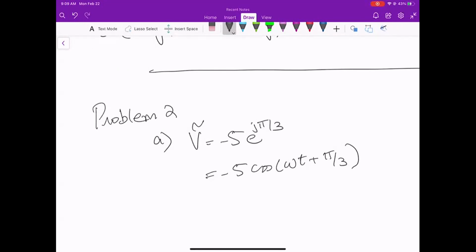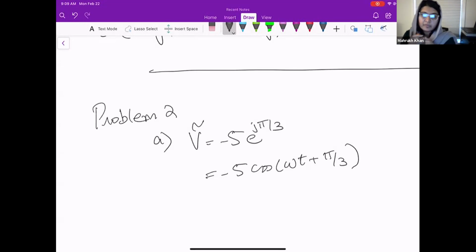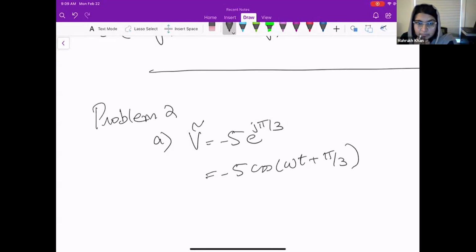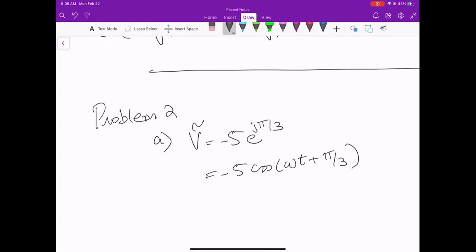Don't they ask for a sine function? So do you have to change that from cosine to sine? They didn't ask you for this. Oh, sinusoidal function you meant? Yeah. Sinusoidal is cos and sine, both are sinusoidal. Oh, okay. Wait, would you be able to go over part B as well?